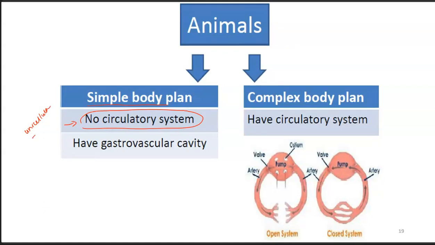And then another type of organism, they don't have any circulatory system, but they have a gastrovascular cavity. Kalau untuk unicellular organism, they don't have any gastrovascular cavity, tapi the exchange of materials is only through diffusion across the plasma membrane. Tapi kalau untuk organism yang still have a simple body plan, but does not have any heart or blood vessels, such as Hydra, in order to exchange materials, they have a gastrovascular cavity. Nanti kita akan tengok sekejap lagi what is gastrovascular cavity.